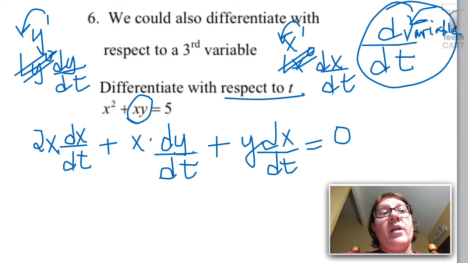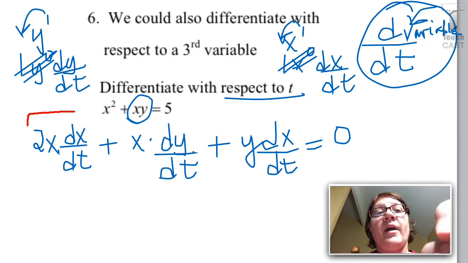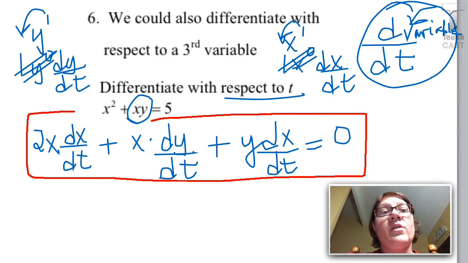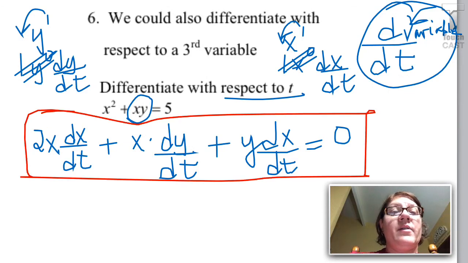And then, since it doesn't actually say what I would like to collect, in this particular case, I could either get the dx dt's by themselves or the dy dt by itself. But since I have no directions, then I'm just going to stop right there. I have taken the derivative implicitly. I just don't know which particular one I would like by itself. Do I want dx dt by itself or dy dt by itself? The directions don't say.